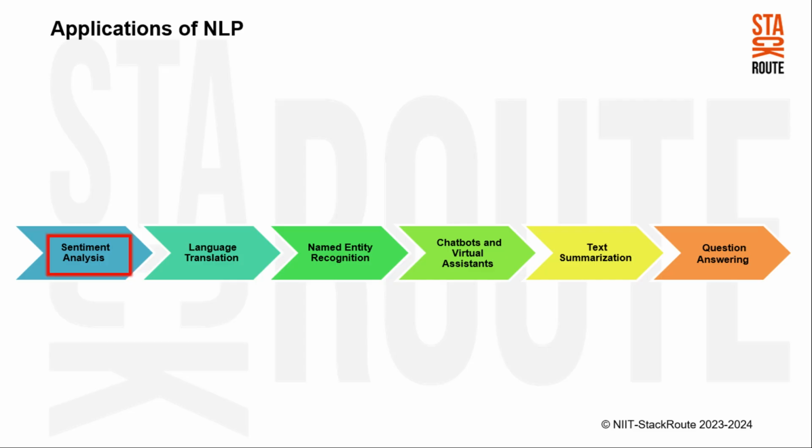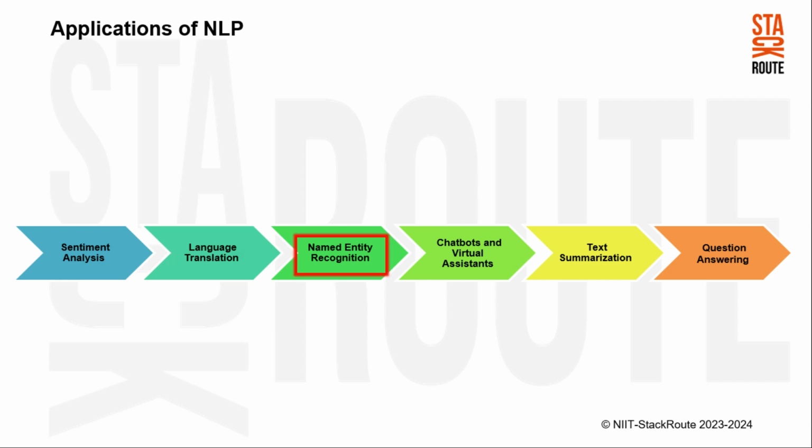Sentiment analysis. NLP is used to analyze social media posts, customer reviews, and feedback to determine the sentiment expressed, allowing businesses to gauge public opinion and make informed decisions. Language translation. NLP-powered translation systems such as Google Translate use machine learning to convert text or speech from one language to another, facilitating cross-lingual communication and information exchange.